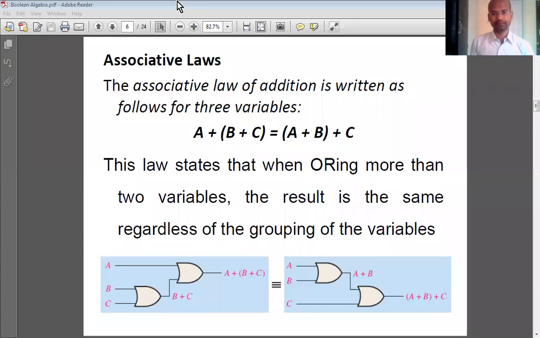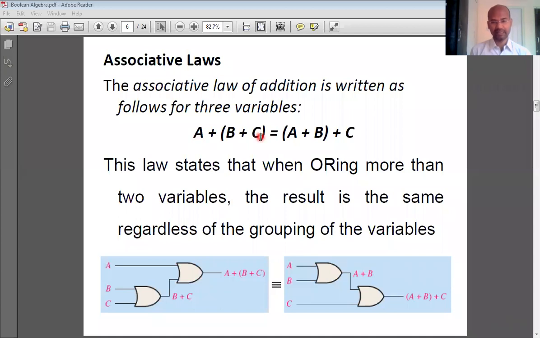Let's see the other way. You can take A and B first, OR them, and to the result you add C. Both are the same. This is the observation. The thing is, no matter in which order you OR the variables, the result remains the same. That's what this associative law describes. This law states that when ORing more than two variables, the result is the same regardless of the grouping of the variables.